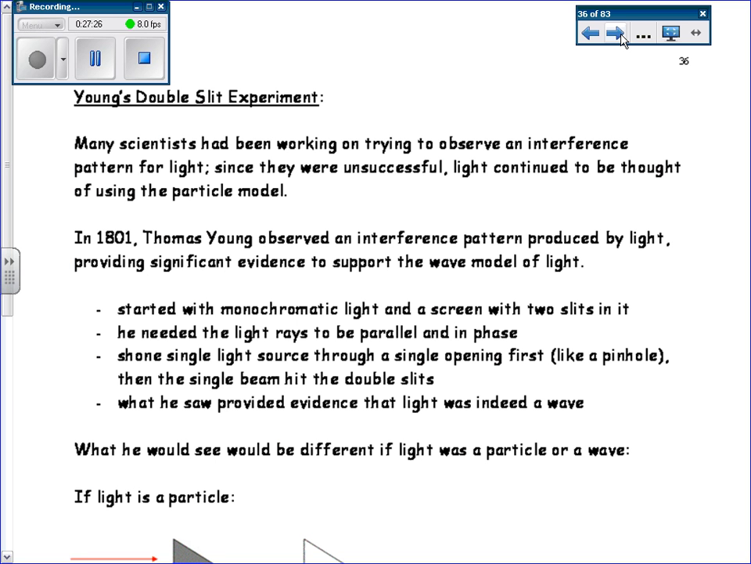So he shone a single light source through a single opening first, like a little pinhole, and then the single beam hit the double slits, and so then he got two waves that were in phase. And what he saw provided evidence that light was a wave, because he saw an interference pattern.